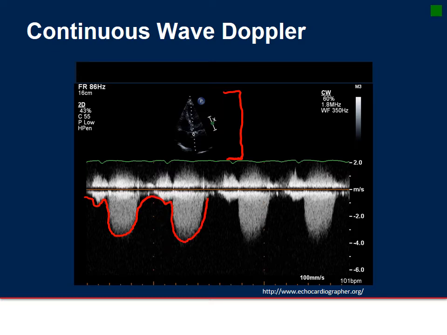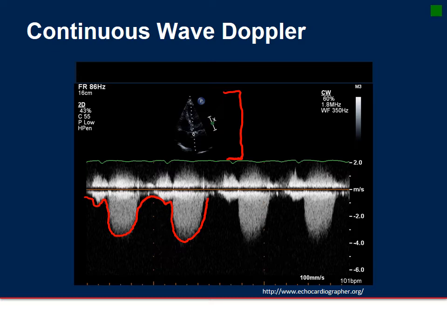And so we can see, because this is pointed downwards, that the tissue or blood is moving away from the transducer, and the distance that it goes down gives us the velocity. And so this is an example of looking at blood flow through the aorta, and continuous wave Doppler is very good for high velocity movement, and so it's very good for blood flow in the aorta.